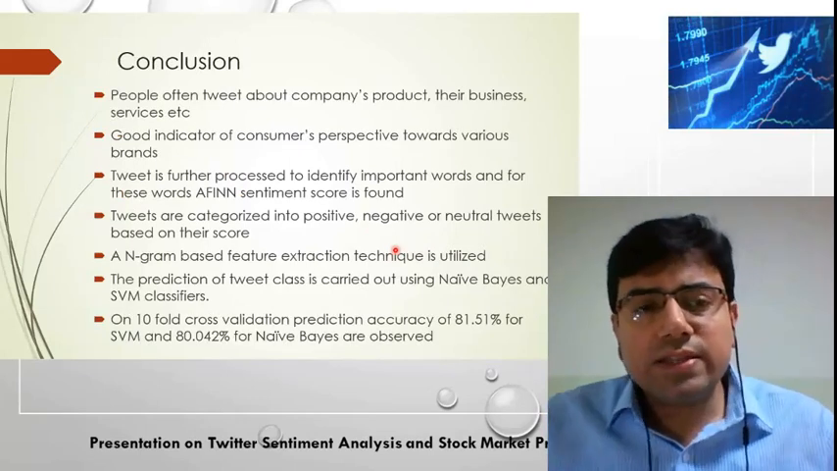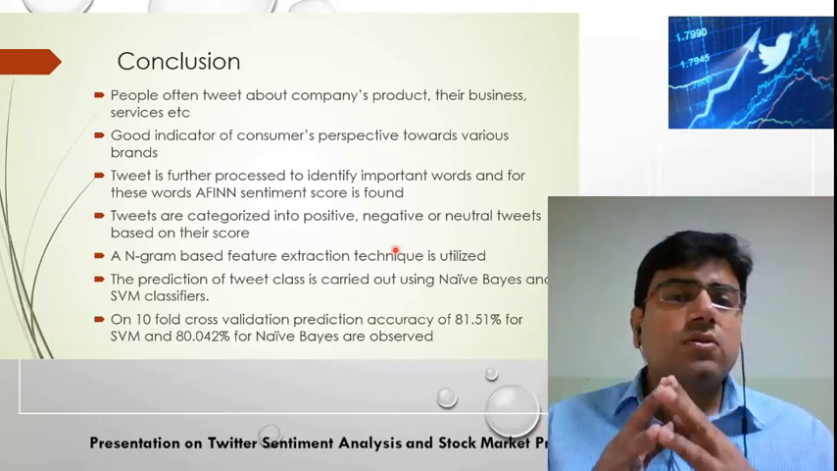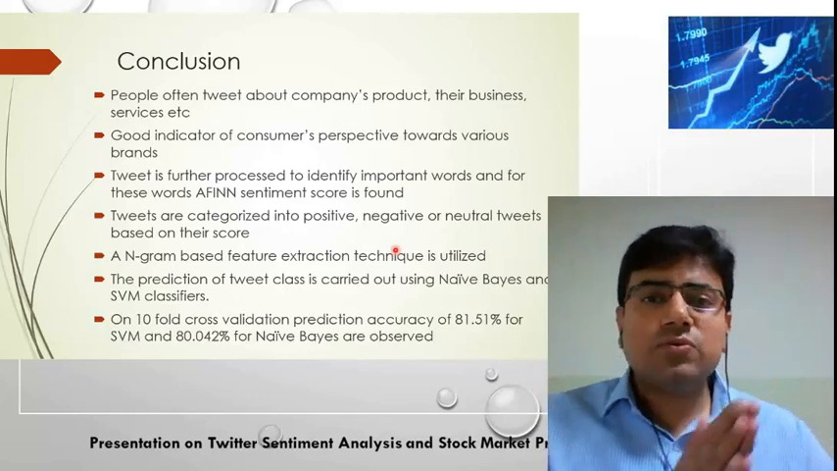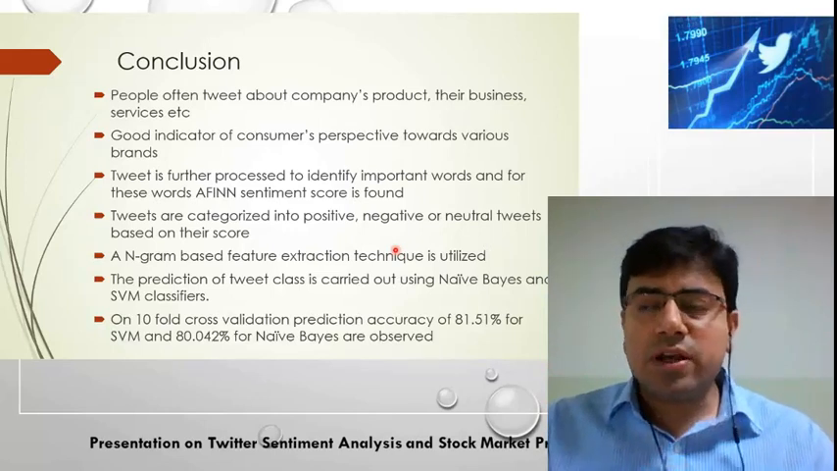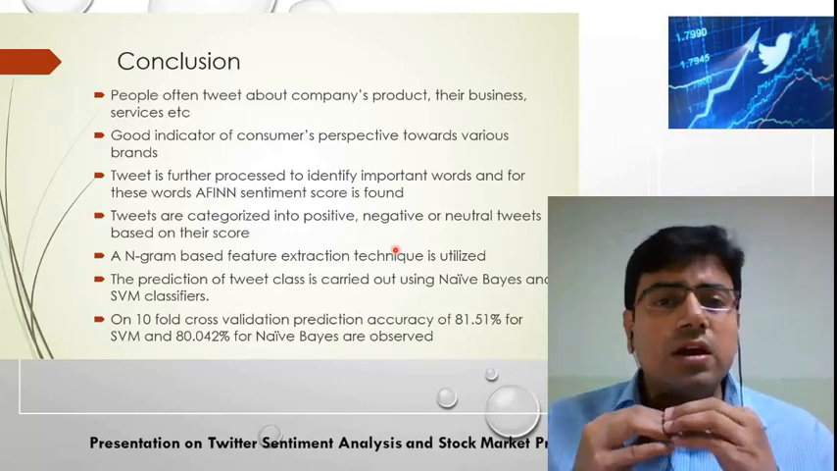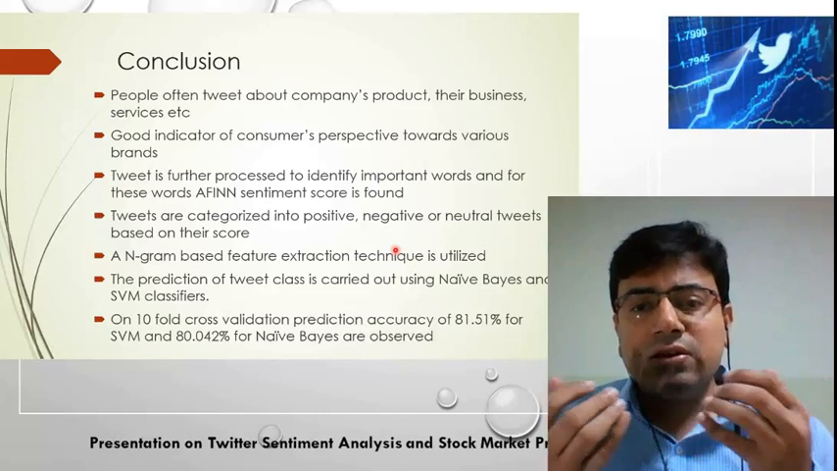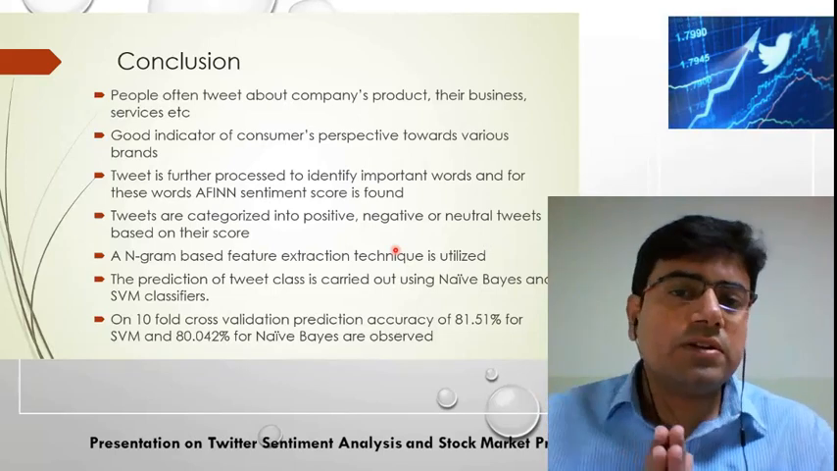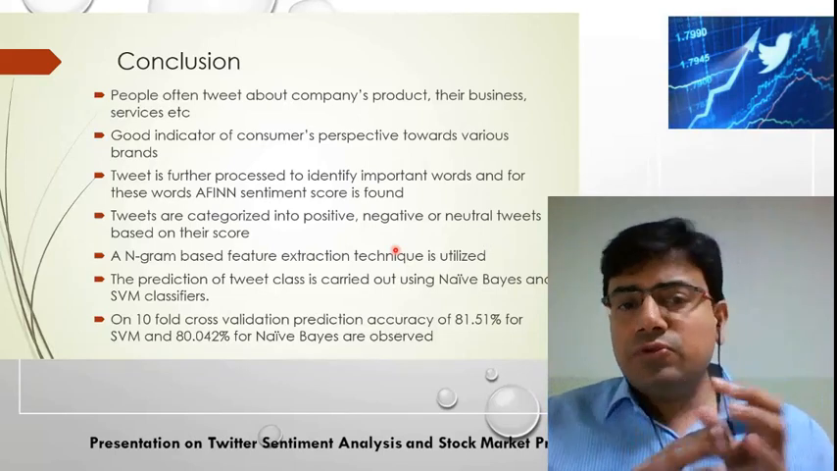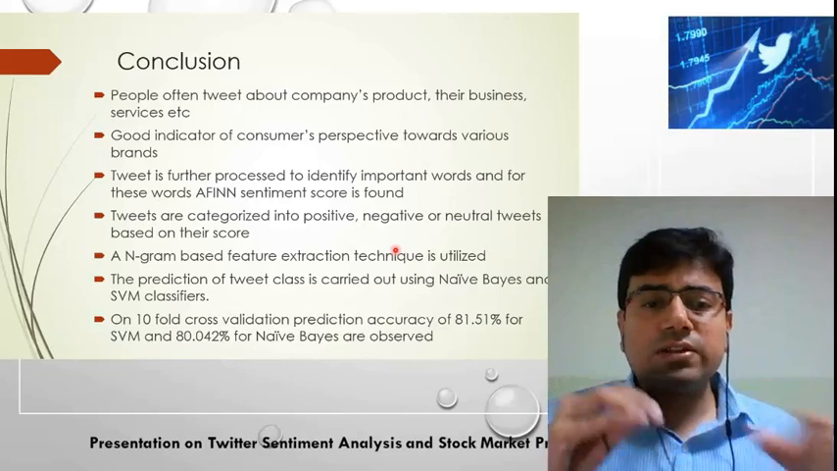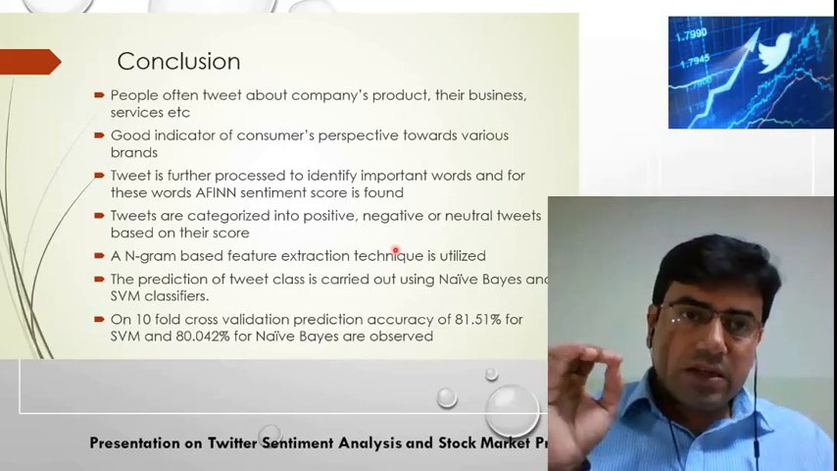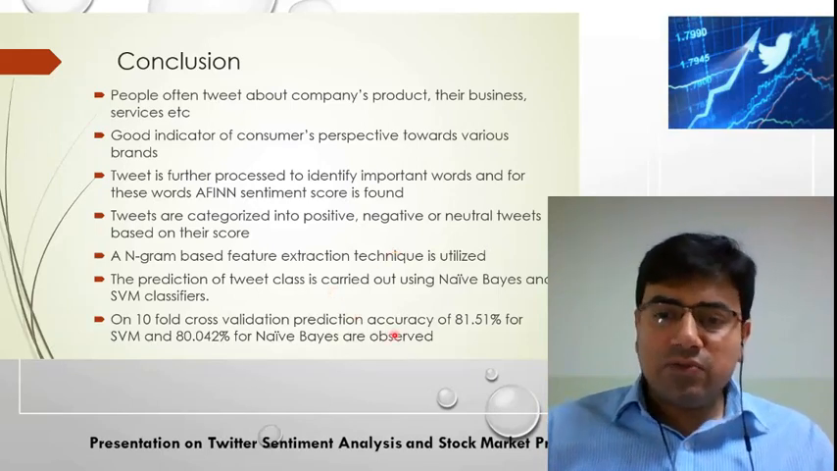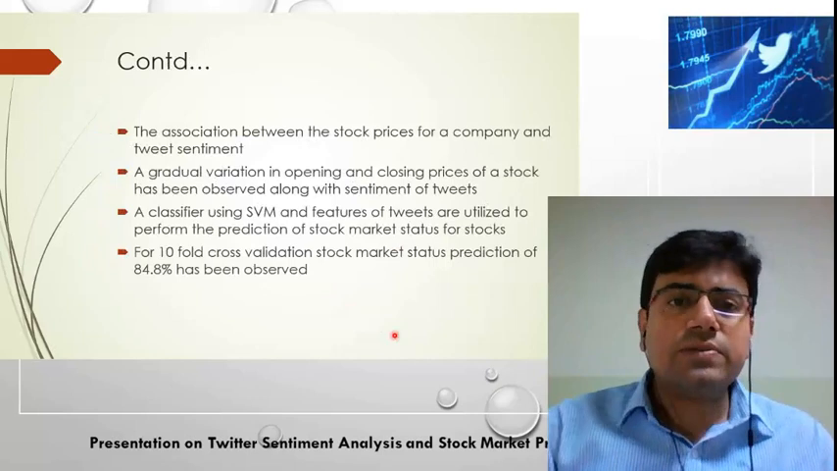In conclusion, we can see that many people are connected across the world using various social media, and they share information, opinions, and comments on the products or services they come across. We utilized this and downloaded the tweet data, done the sentiment analysis, and we used the Naive Bayes classifier as well as the support vector machine to perform the sentiment prediction, and the support vector machine gives 81.51 on the cross validation.